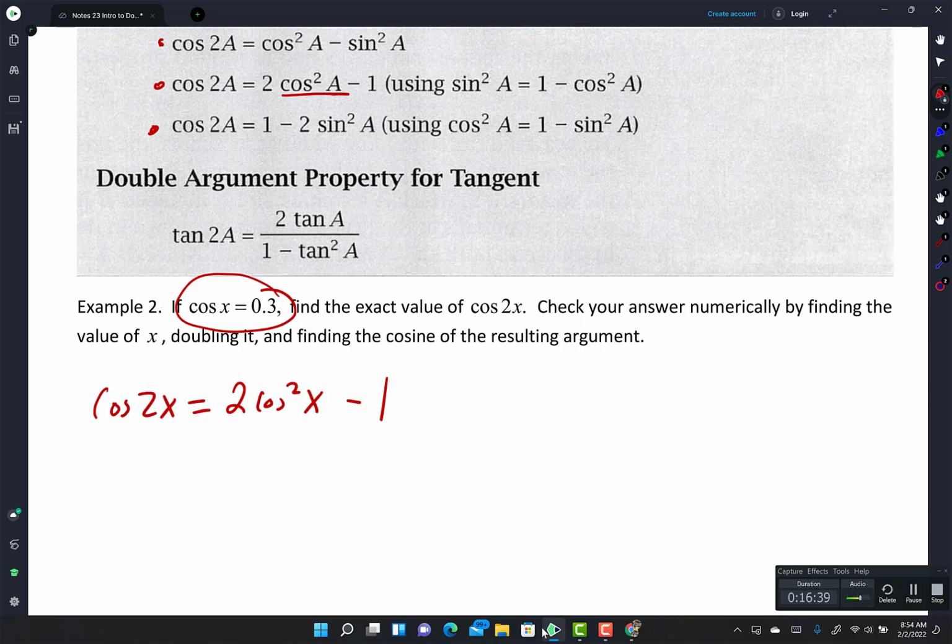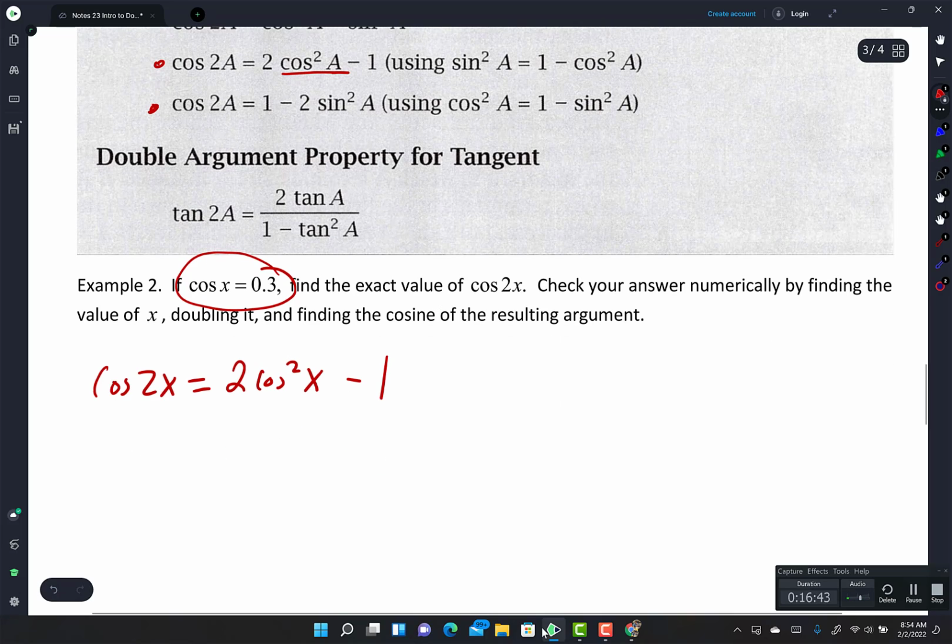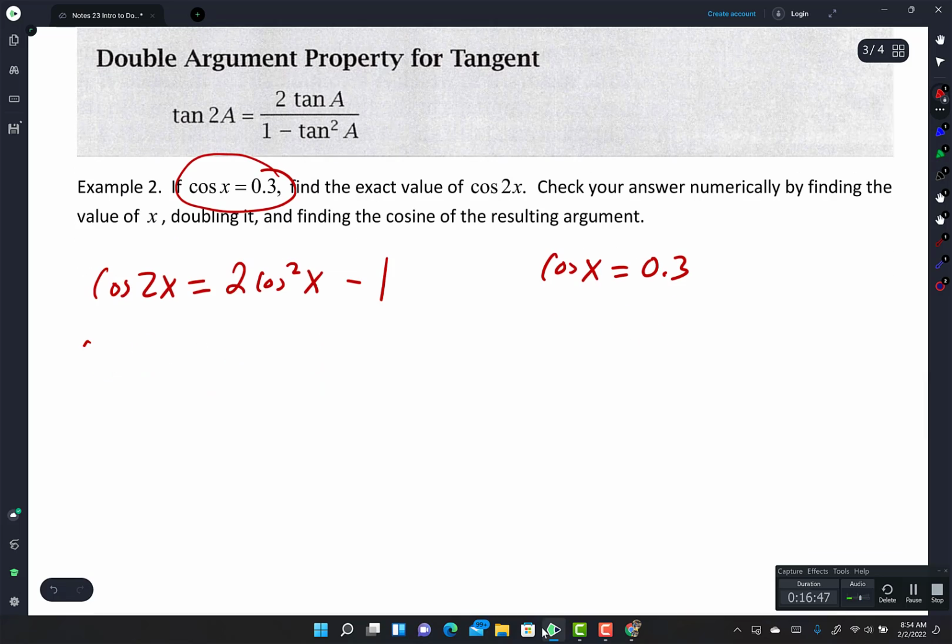So now I'm going to rewrite it. They told me that cosine x is 0.3. So I'll put it here on the side. Cosine x equals 0.3. Now, I don't want you guys to be confused, so I'm going to write this here real quick. This squared means this. It means 2 cosine x, close it, squared minus 1. Does that make sense? All right.